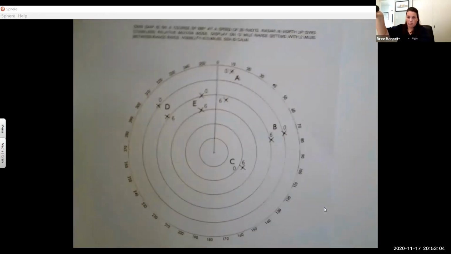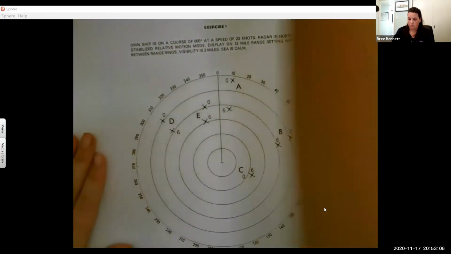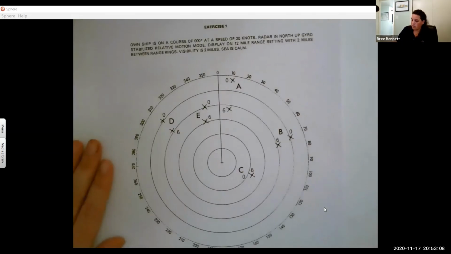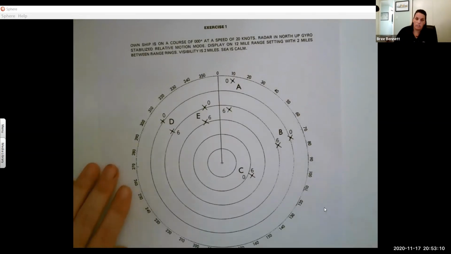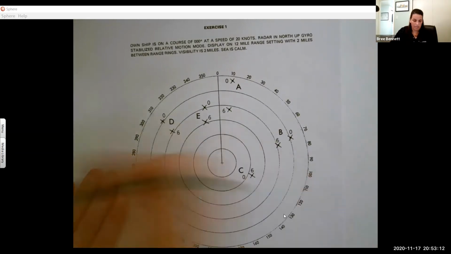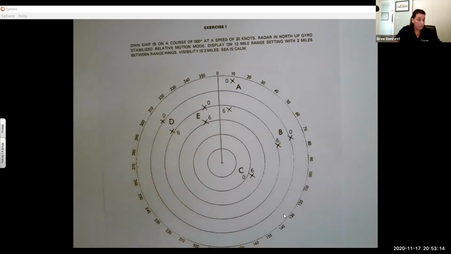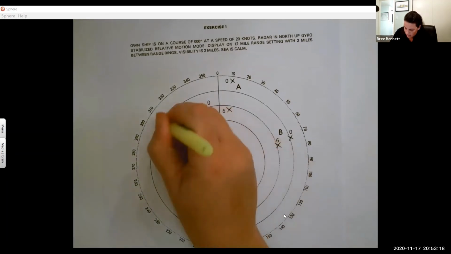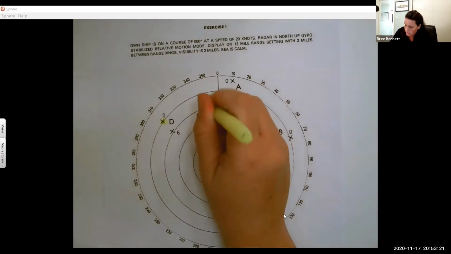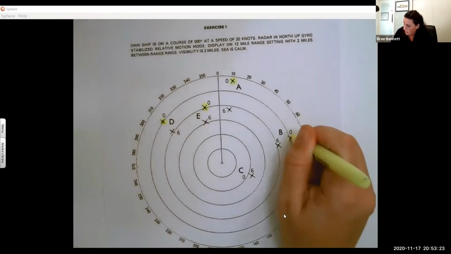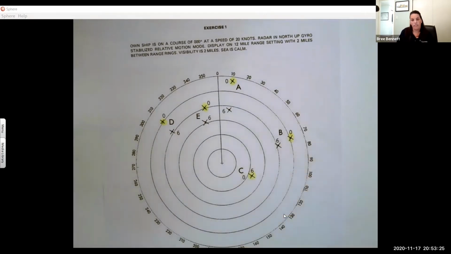Zoom in here. Okay, so here we have targets at minute 0, and then we have what happened. So here we have something at minute 0, minute 0, minute 0. I got a range and bearing of all of these things at minute 0.